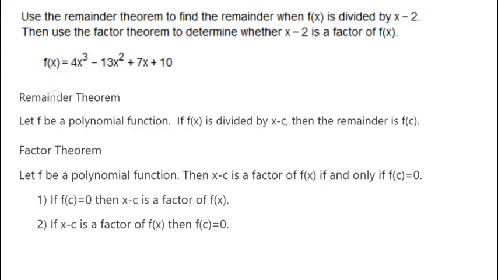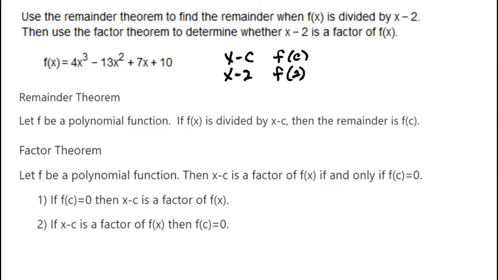So first we want to use the remainder theorem. The remainder theorem says that f needs to be a polynomial function. If f of x is divided by x minus c, then the remainder is f of c. So we have this polynomial function, and we want to divide by x minus c, which is x minus 2. That means we can calculate the remainder by calculating f of c, which in our example is f of 2.